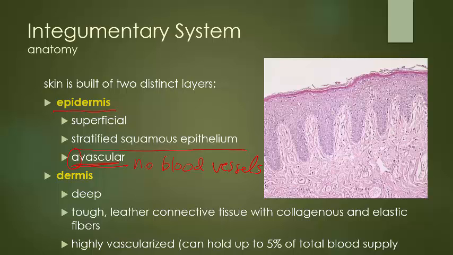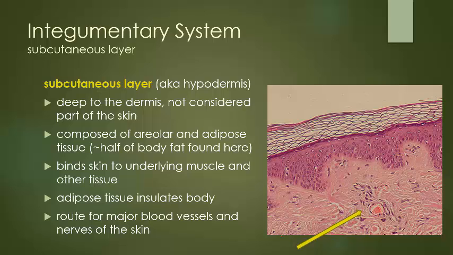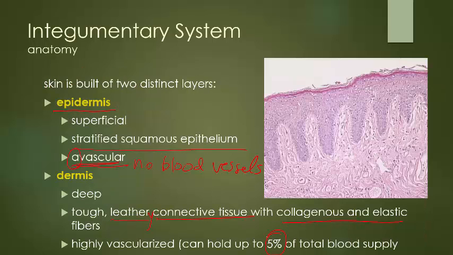So it's avascular. Deep to the epidermal layer is the dermis, and it is built of a connective tissue that's actually, that should say leathery connective tissue. It's the portion of, say, a cow's skin that we turn into leather. It's the hide of the skin, and it's got a lot of collagenous and elastic fibers in it, and it is highly vascularized. In fact, it can hold up to 5% of the total blood supply of the body.